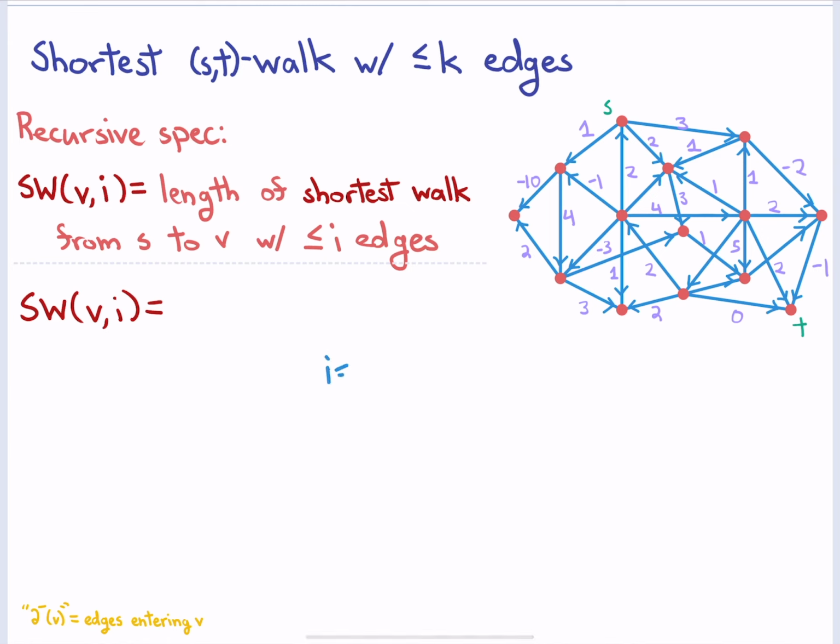Okay, so if i is equal to 0 and v is equal to what? v is equal to s, then return what? 0. Okay. All right. If i is 0 and v is s, then I'll return 0. Okay, that's one nice base case. Any other nice base cases?